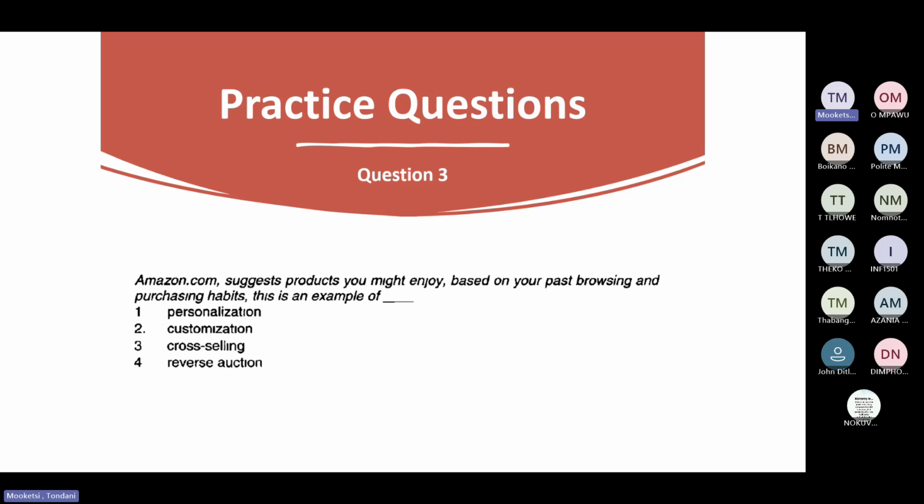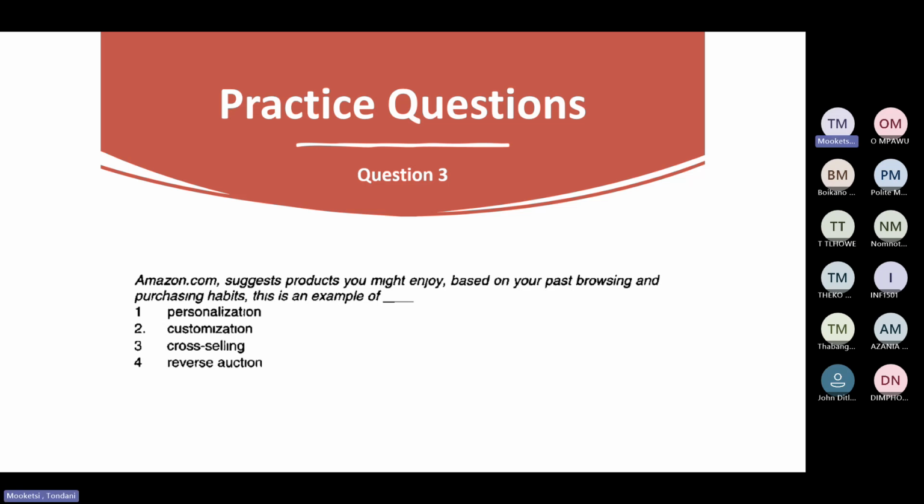Okay, I see option 2, customization. Tamang says cross-selling. What is cross-selling? So to verify this, you go back to your book and check in chapter 11 what it is saying about these terms.